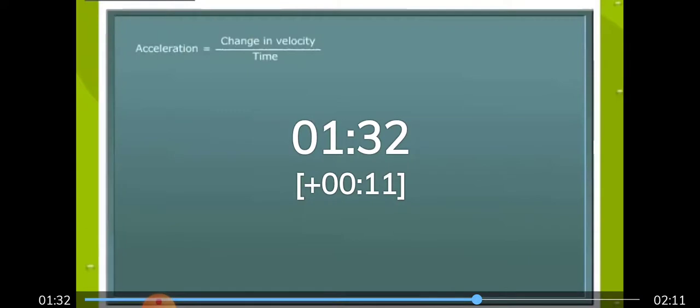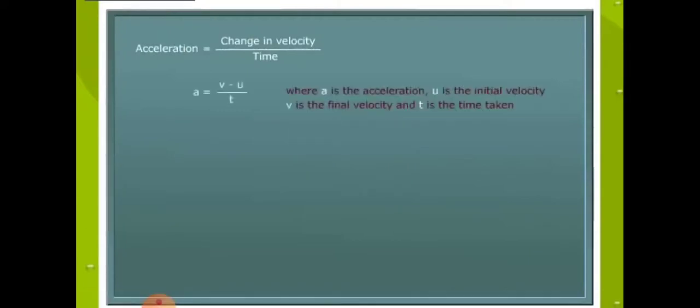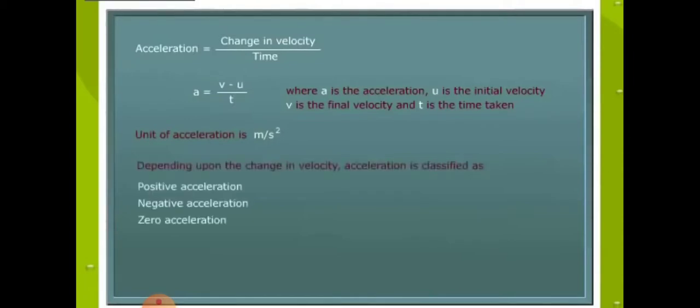And now you see the basic formula. Acceleration is equal to change in velocity by time, that is, a = (v - u)/t, where a is the acceleration, u is the initial velocity, v is the final velocity, and t is the time taken. The unit of acceleration is meter per second square. You should not forget this because the unit carries certain marks.